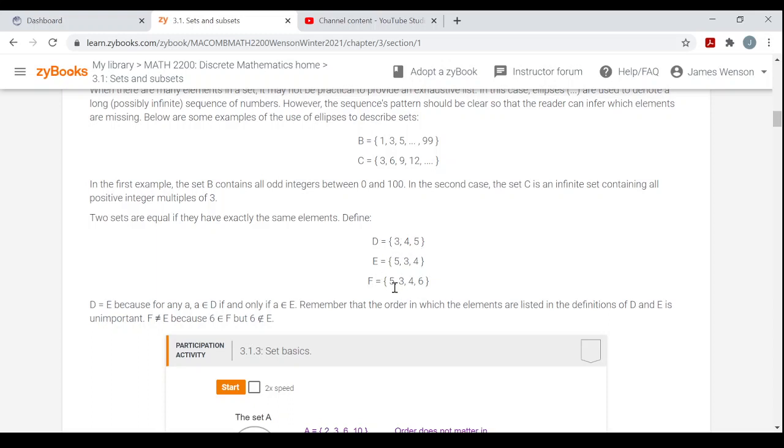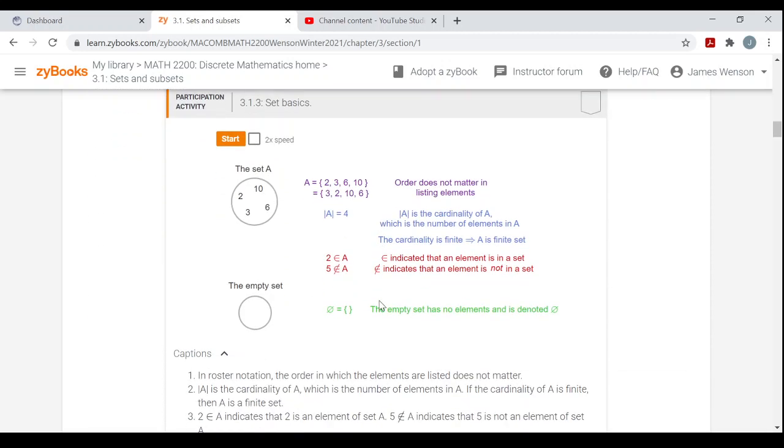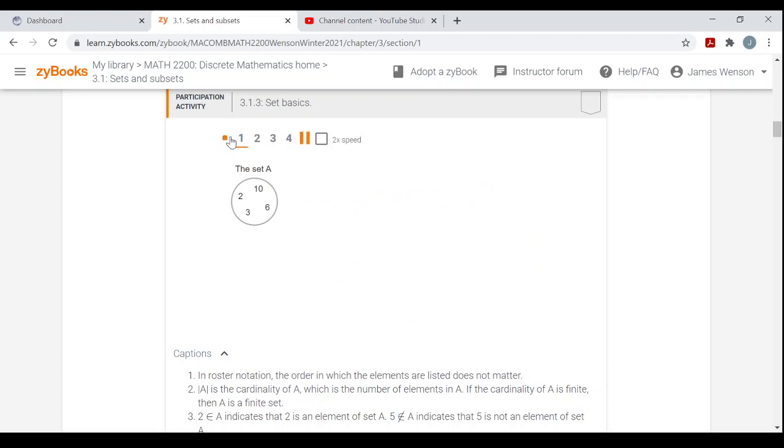But these are not equal to F because of the element 6. 6 does not belong to E. 6 does not belong to D. So F is not equal to E. F is not equal to D. But D and E are equal. Hopefully that's pretty easy to tell. So they have another animation here for you. I'll play this one.